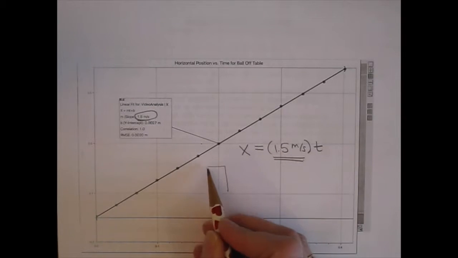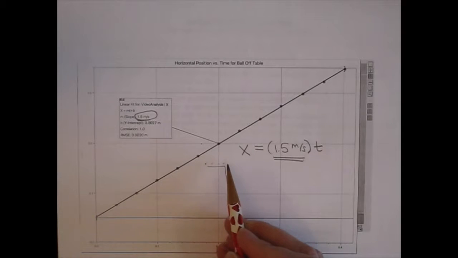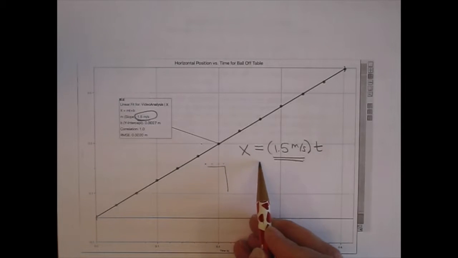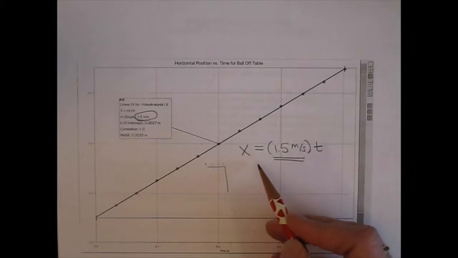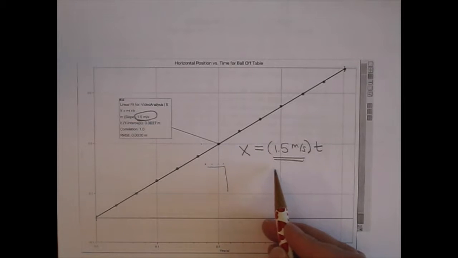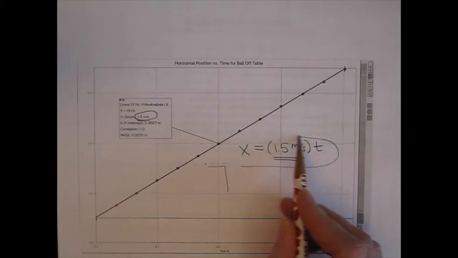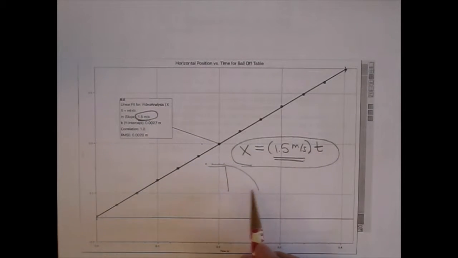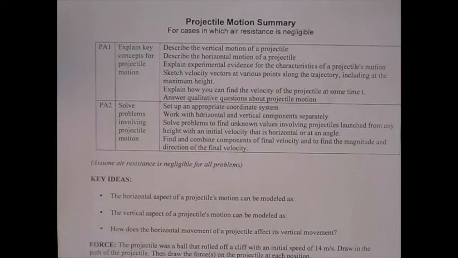So when it was on the table, it was moving at a certain rate. When it went off the table, it continued to move sideways at the same rate, even though it was falling downward at the same time. So horizontally, we have a constant velocity motion for an object that is in projectile motion. Now what about vertically? What's happening?